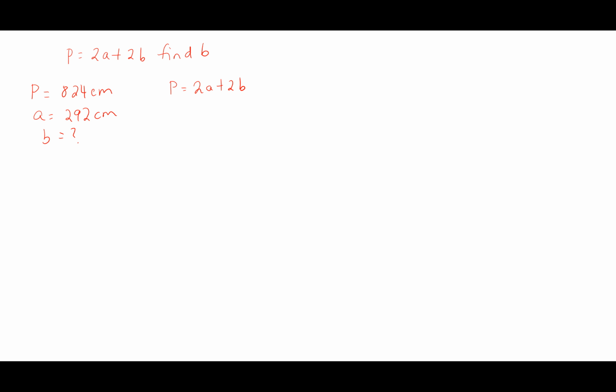First of all, we're trying to get b by itself, so we need to get rid of this 2a. So we're going to subtract 2a from both sides. Minus 2a, so that's going to get rid of this 2a here. And now we have p minus 2a equals 2b. Now we need to get b by itself, so it's multiplication. So we're going to divide both sides by 2. So that's going to cancel, and b equals p minus 2a, divided by 2.